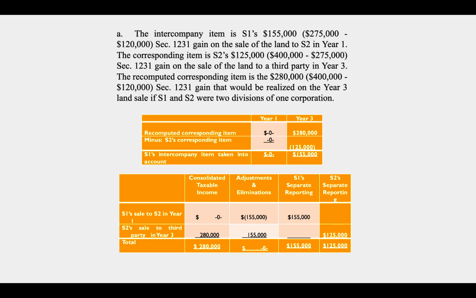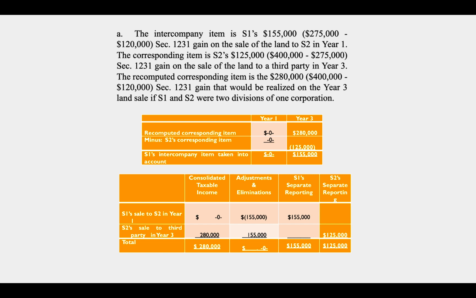So part A, the intercompany item is S1's $155,000 1231 gain. Remember, S1 sold the land to S2 for $275,000 and they paid $120,000. So that's a gain of $155,000. However, we want to treat these two corporations as though they are the same company for the purposes of a consolidated tax return. So that's the intercompany item.